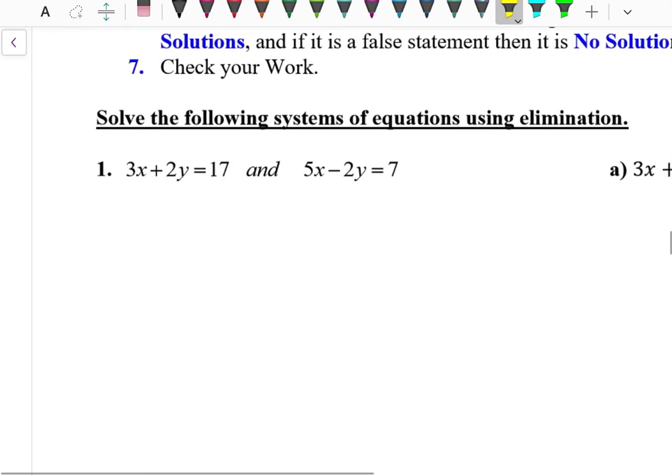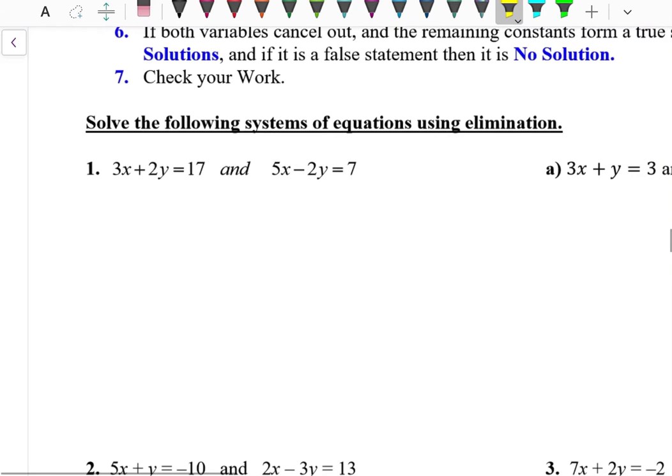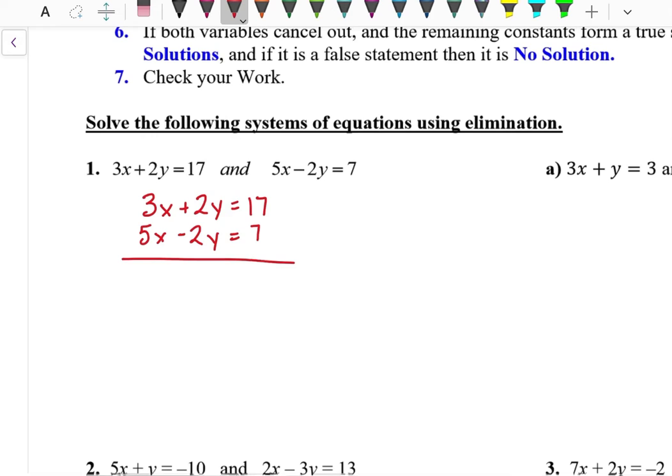So, number 1. First thing I like to do when I'm using elimination is write them right up and down, kind of like this, where they're right above and below each other. I like to make sure that they're all lined up. So x's are together, y's are together, the equal signs are together, and then these are together.